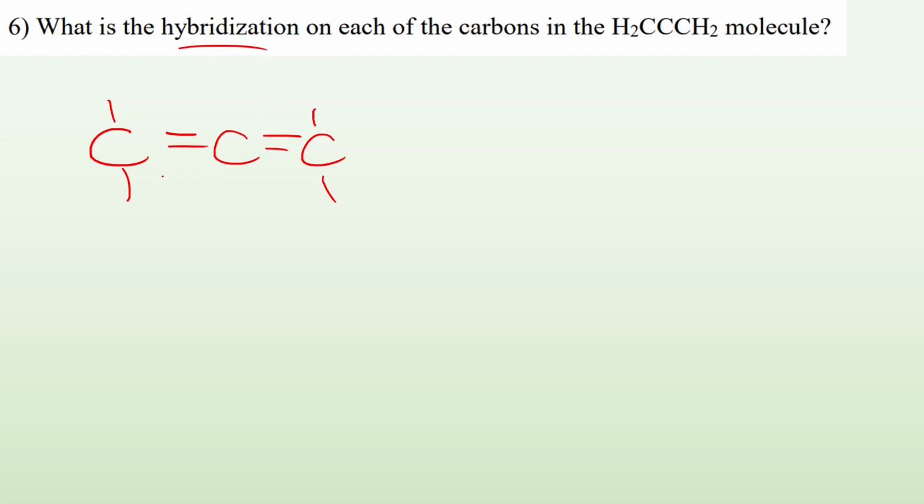Well, for carbon number 1, there are 1, 2, 3 domains, so it's going to be sp2. For carbon number 2, there are 2 domains, so it's just going to be sp. And carbon number 3 looks just like carbon number 1, so it's going to be sp2.